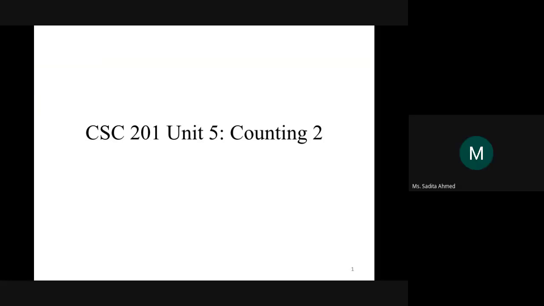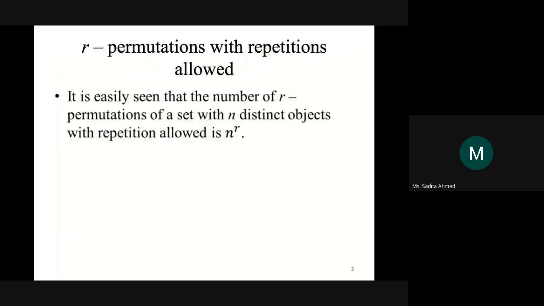So basically, we have n distinct objects in the set, and we're trying to count the total number of R permutations, right? So if the choices are repeatable, if you want to count the total number of R permutations from a set with n distinct objects where repetition is allowed, it would be n to the power of R.